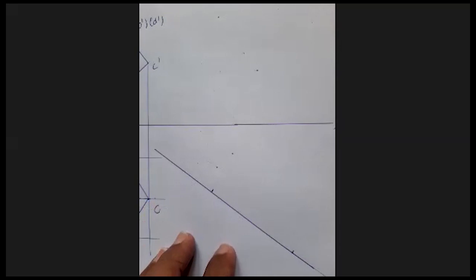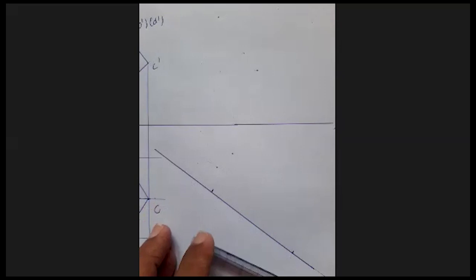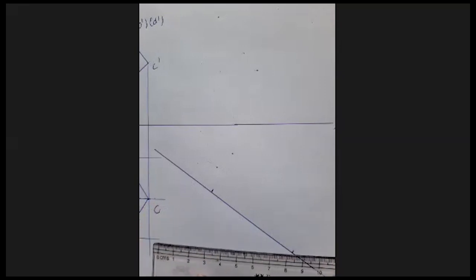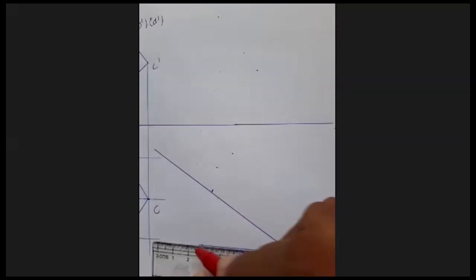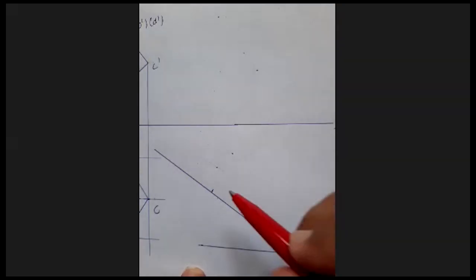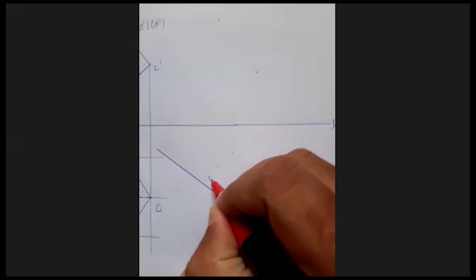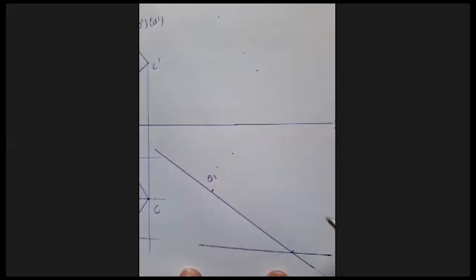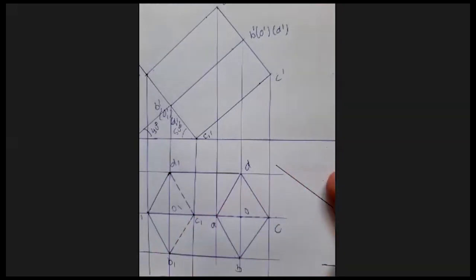Along with that, I draw the locus of this axis. This point is O1, and this point is O. I'm going to just tilt this along this length from here to here.